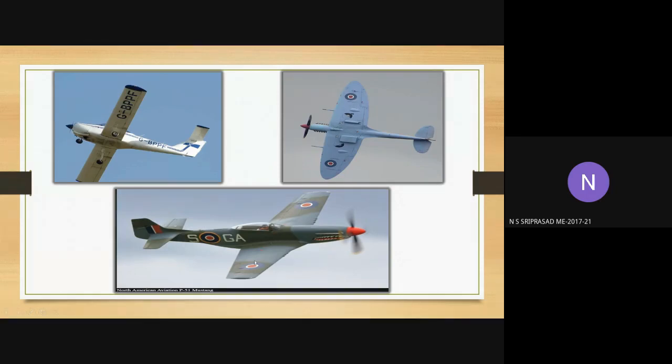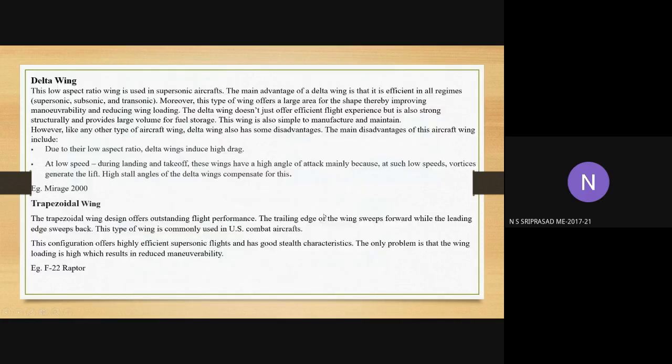And over here you see this is a P-51 Mustang. This is the Spitfire. If you see over here, the wing is actually tapered. So the maximum width is over here and the minimum width is over here. So that is tapered. Then we have the delta wing.